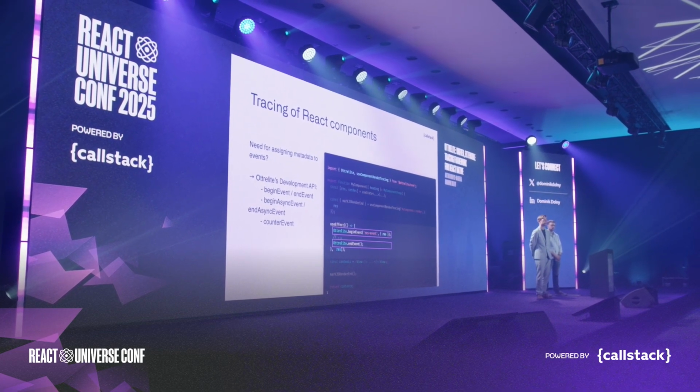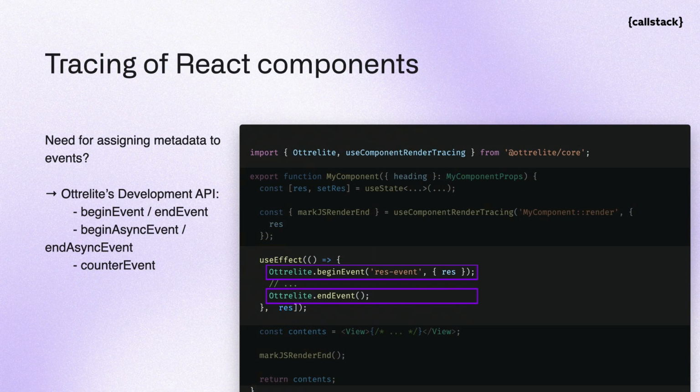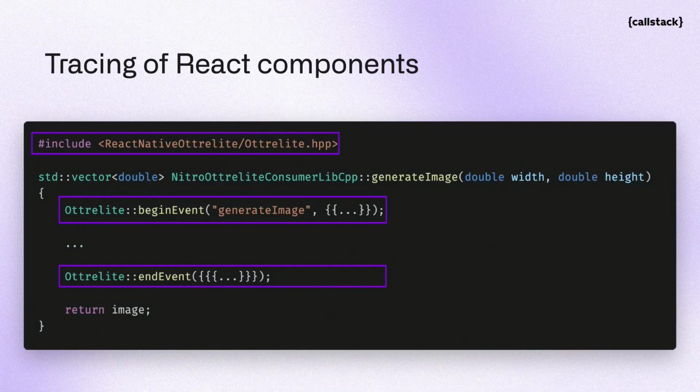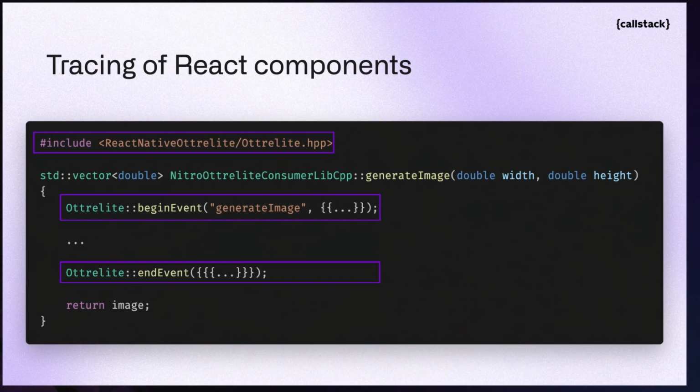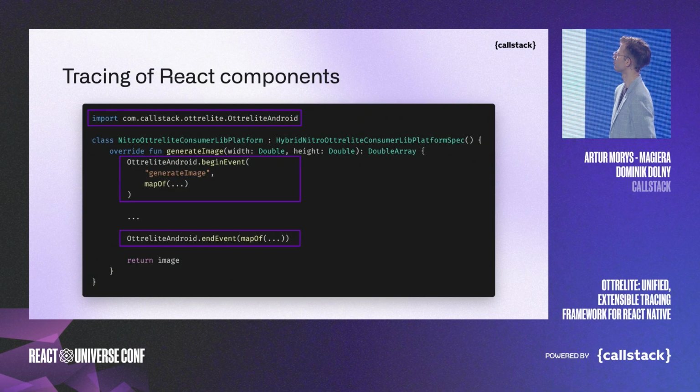You can also use Ottrelite's development API, which provides a few imperative methods of use, as you can see to the left. And what's important, the API's interface is common for all languages. This is to address the needs React Native developers usually will have, as we have said previously. So for C++, you will only need to include the Ottrelite.hpp header, and you will be able to use a very similar API to what we've seen in the JavaScript API. The same will apply to Kotlin and Java, where you will need to use the Ottrelite Android object.